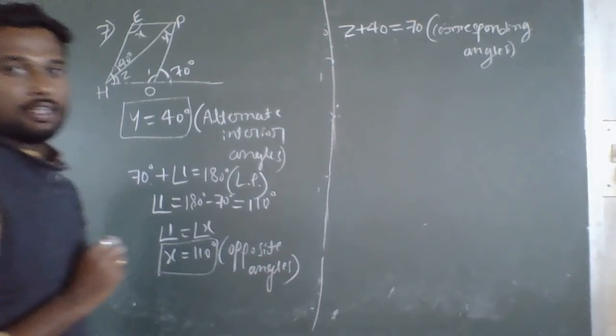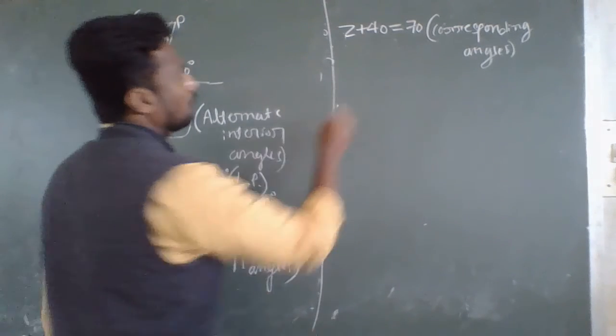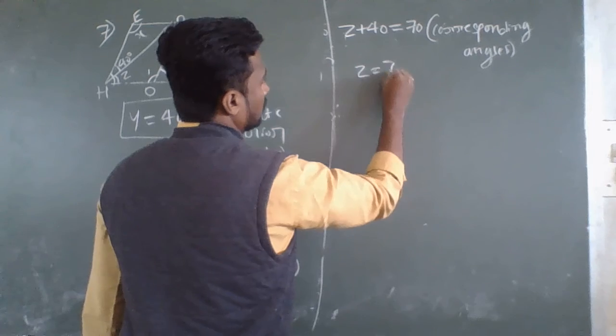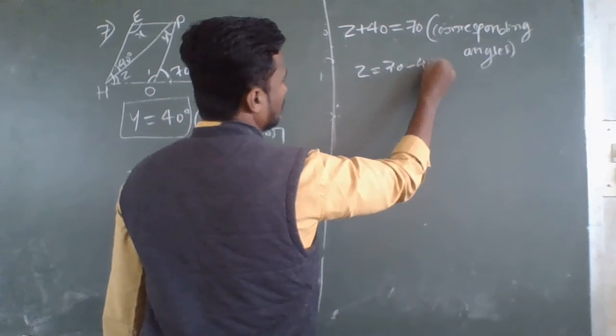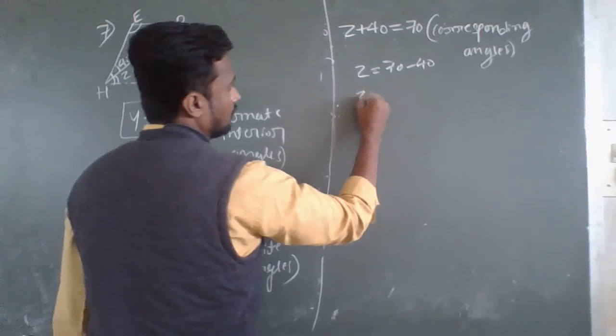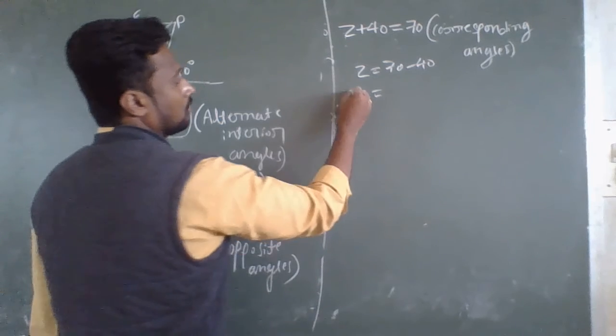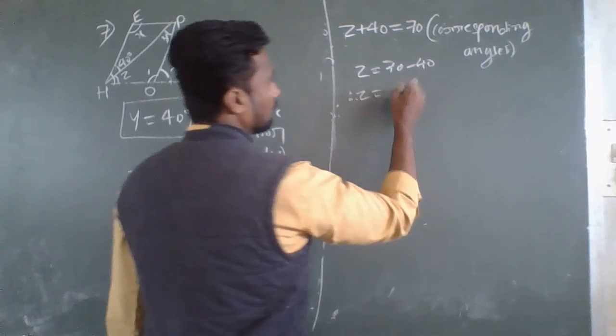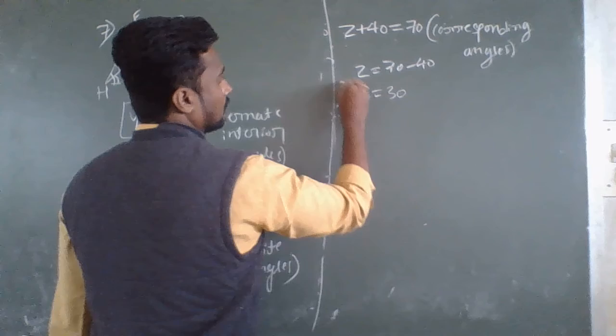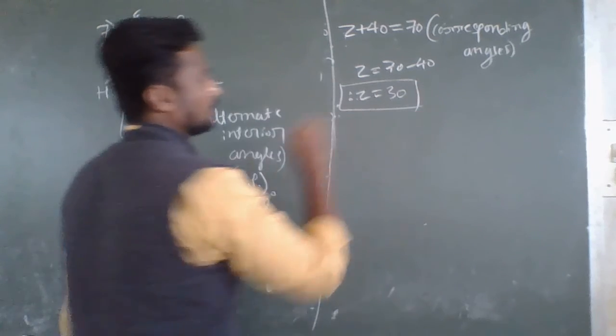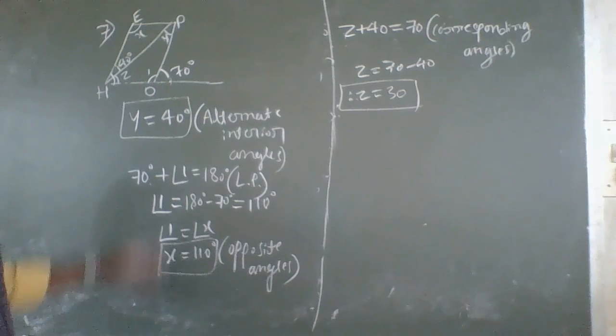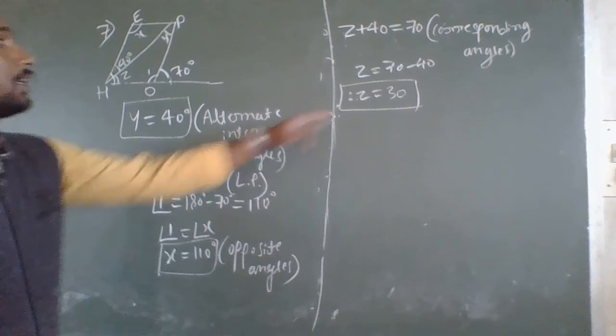So now we can calculate the z value. z is equal to 70 minus 40, because I will move this 40 to the other side. Therefore, z is equal to 70 minus 40, which means what is the answer? 30. So we calculated y, x, and z.